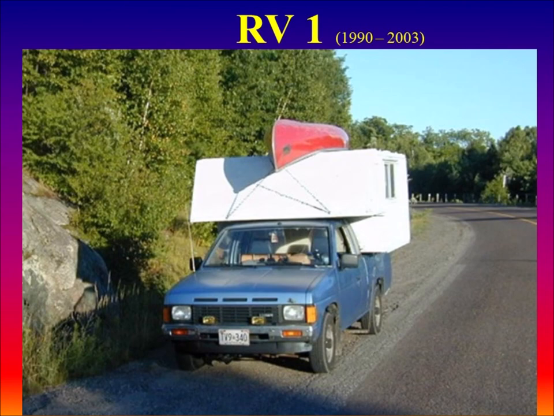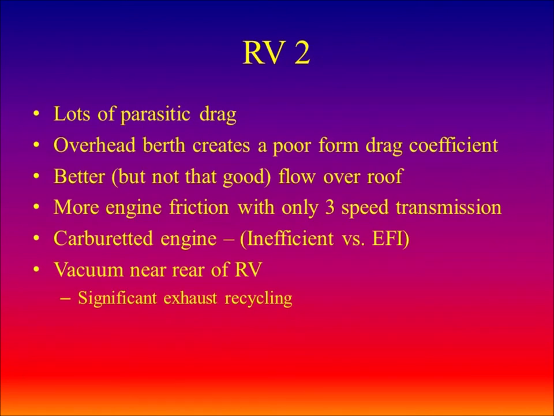And you can see a picture of it here before we move on to RV2. The second RV had a lot of parasitic drag. It had an overhead berth, which created a very poor form drag coefficient, with the wind coming up underneath and blowing off the windshield. The airflow over the roof was a little better. There was probably some significant engine friction because of the only three-speed transmission, and the engine was carbureted instead of EFI because it was an older vehicle. There was a vacuum near the back of the RV that caused the exhaust gas to be recycled through the battery box and back out the window where I was driving. It was pretty bad, and it affected me quite significantly until I had my mechanic move the location of the exhaust pipe. So different effects occur here.